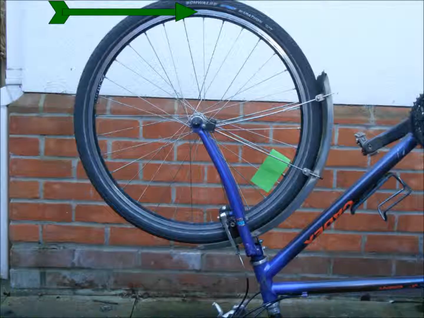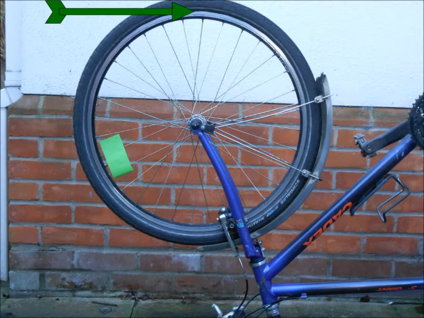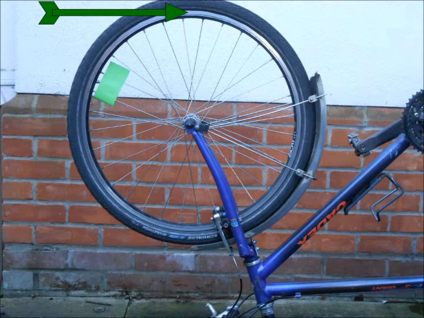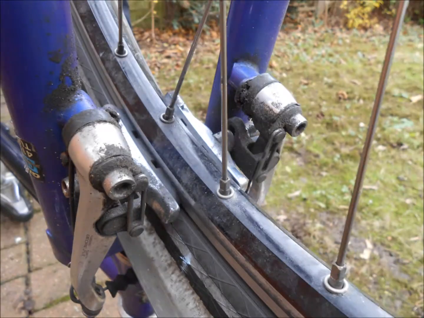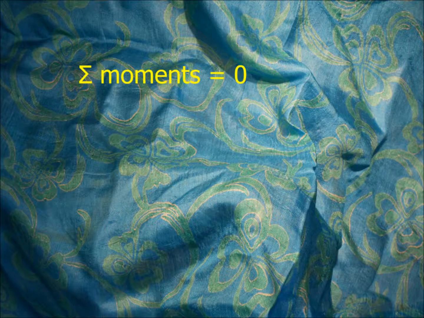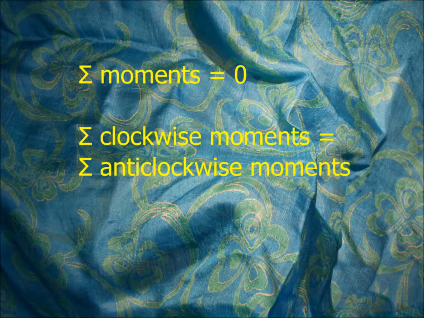If the turning force acting on the wheel is unbalanced, the wheel will spin faster and faster. It will accelerate. This is angular acceleration. But if a bit of brake is applied so that the driving force equals the braking force, the forces balance, the system is in equilibrium, and we can say the sum of all the moments is equal to 0, or the sum of all the clockwise moments equals the sum of all the anti-clockwise moments.